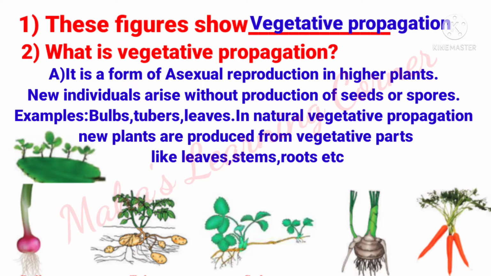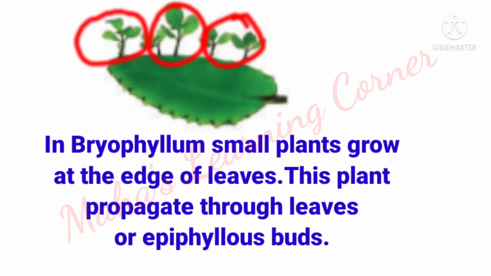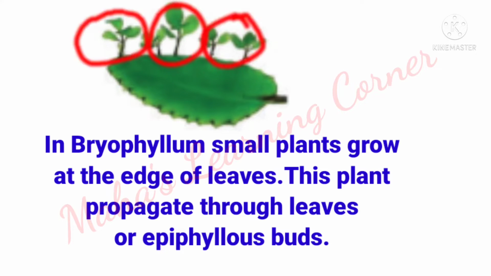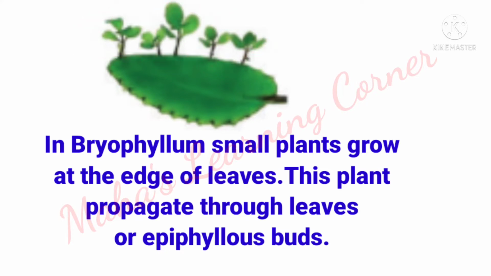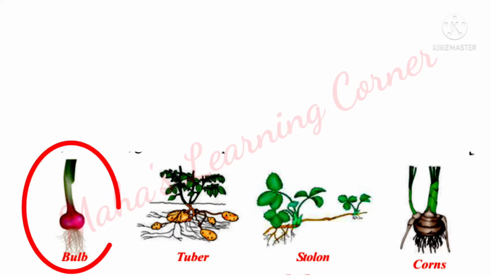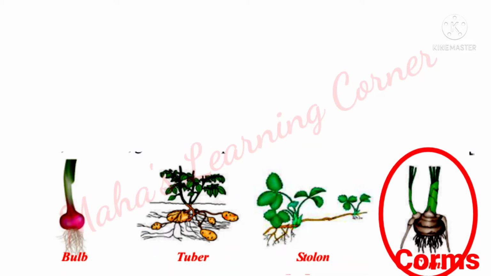In bryophyllum, small plants grow at the edge of leaves. Small plants grew near the leaf edges. This plant propagate through leaves or epiphyllous buds. Some examples for propagation by stem are from bulbs, tubers, stolons, culms, etc.